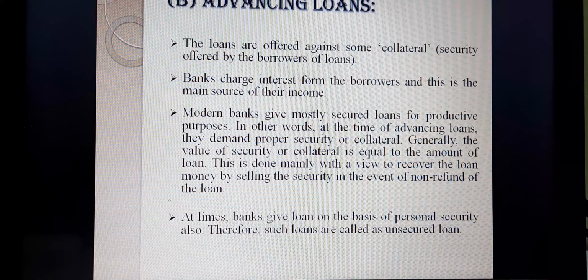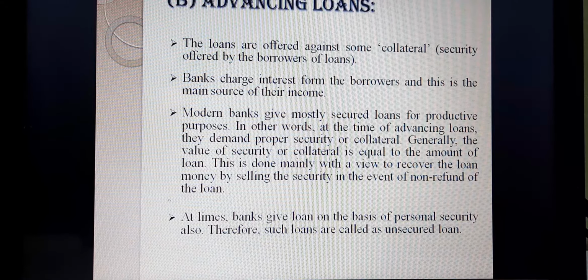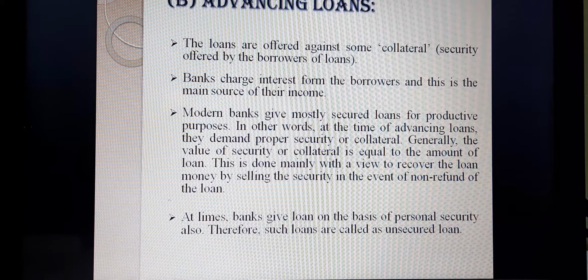Modern banks give mostly secured loans. Secured loan means the bank will accept the collateral from the public, and after that it gives the loan. They demand proper security or collateral before providing the loan. Generally, the value of the security or the collateral is equal to the amount of the loan. This is done mainly with a view to recover the loan money by selling the security in the event of non-refund of the loan.